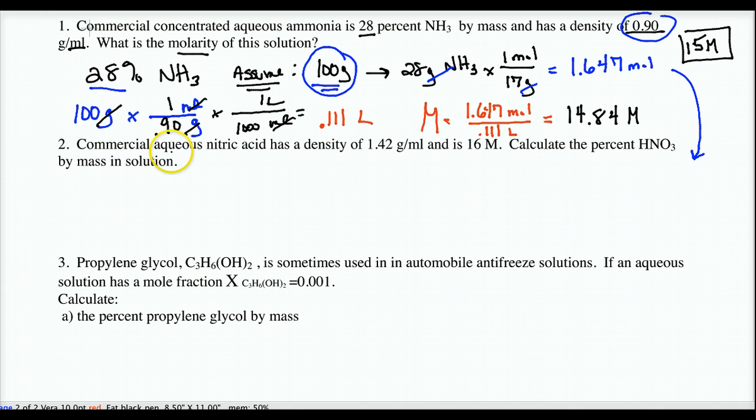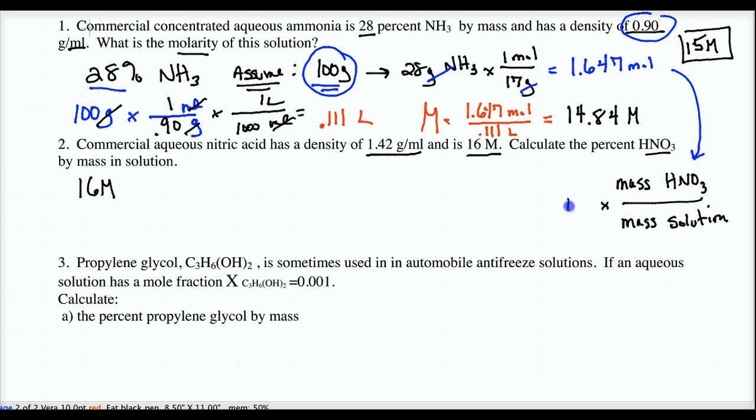Next question. Commercial aqueous nitric acid has a density, that's important, and is 16 molar. Calculate the percent of nitric acid by mass in solution. So this problem is the actual reverse of the first one. The reverse one, we started with 28%, and we're going to molarity. Here they're giving me the molarity, and I want to go to percent. So I'm going to have to make an assumption here too. I have 16 molar. To do a percent by mass, I need the mass of the part, or the mass of the HNO3, over the mass of my solution.